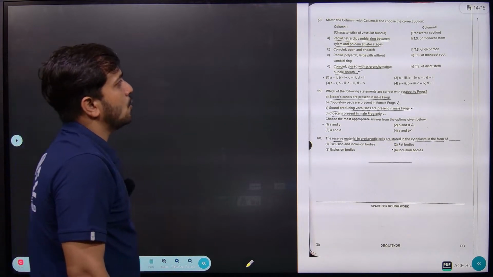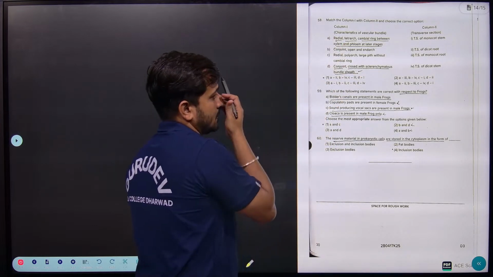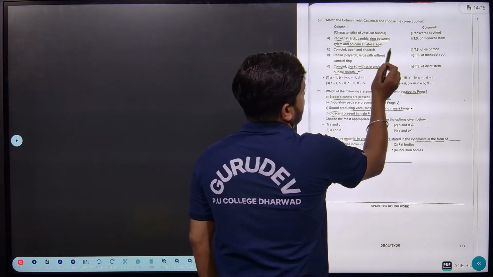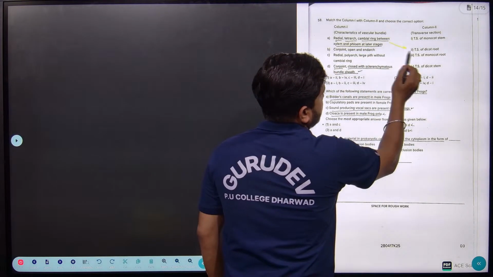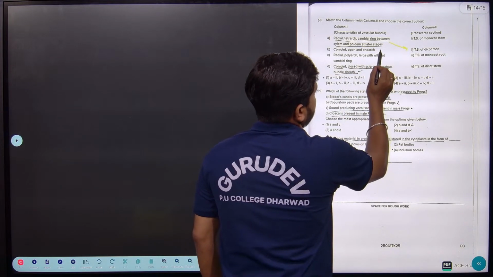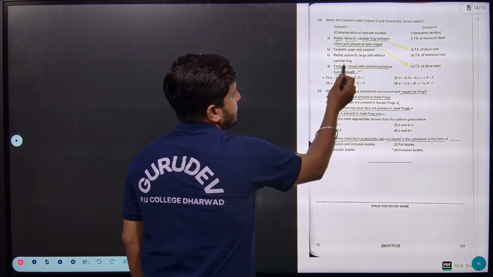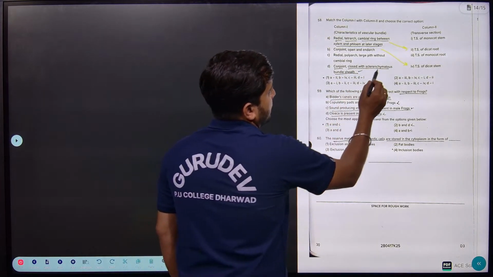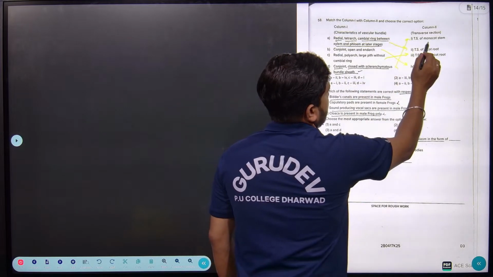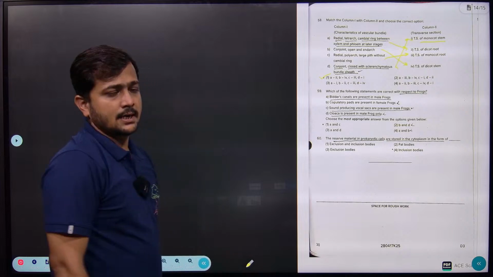Then match the column with column 2. Whatever structures they have mentioned here, radial tetrarch with cambium ring between xylem and phloem, I find with the TS of dicot root. Then conjoint open, endarch type, I find with the TS of dicot stem. Radial polyarch, large pith, I find with the monocot root. And the conjoint, I find with the TS of monocot stem. So answer 1 is correct.